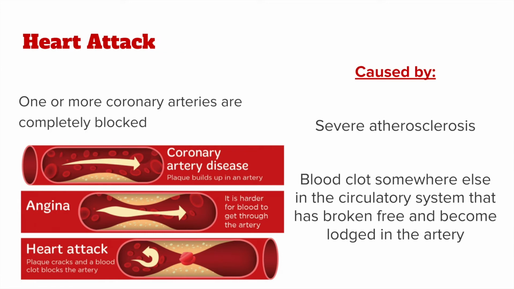Heart attacks result when one or more of the coronary arteries is completely blocked, which we see in that last part of that image on the bottom left-hand corner of the screen. There are 2 primary causes for that blockage. The first is severe atherosclerosis. So if enough fatty deposits and cholesterol have deposited on the artery walls, it can completely block that, as well as a blood clot from somewhere else in the circulatory system that has broken free and become lodged in the artery, which we see in that image.